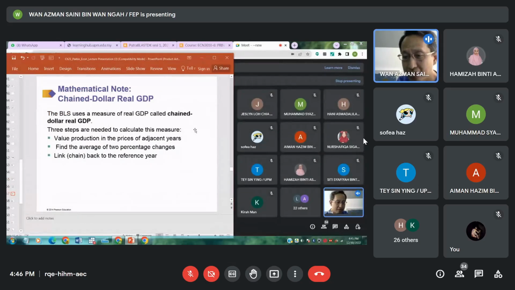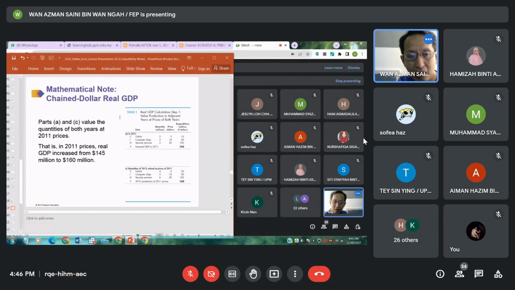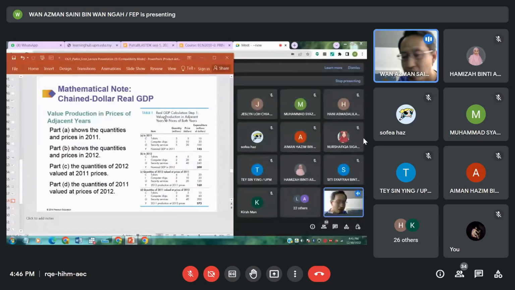Right, so the rest is optional. If you want to read, you can read, but this is not part of the syllabus. This is some of the issues when it comes to computing certain items in GDP. This is not part of the syllabus, okay? But this is something like this.